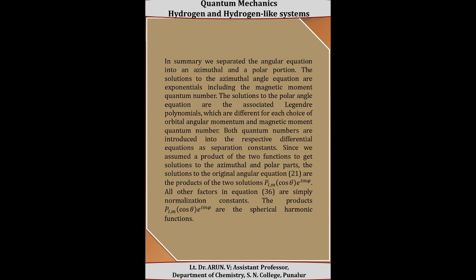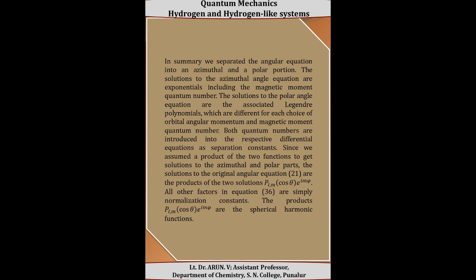In summary, we separated the angular equation into azimuthal and polar portions. The solutions of the azimuthal angle equation are the exponential functions including the magnetic quantum number. The solutions to the polar equation are the associated Legendre polynomials, which are different for each choice of the orbital angular momentum and magnetic quantum number. Both quantum numbers are introduced into the respective differential equations as the separation constants.